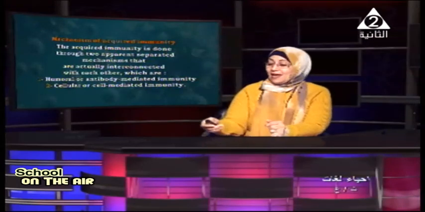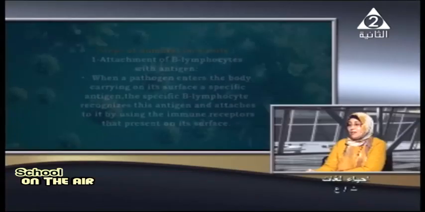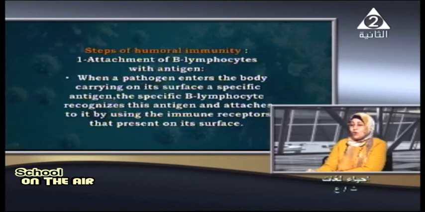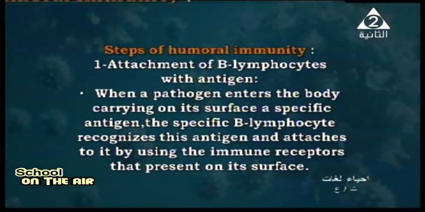Okay, now we are going to see what happens. What are the steps of humoral immunity? Number one, attachment of the B lymphocyte with the antigen. The antigen comes from the bacteria or viruses. Attachment means to adhere to it. Adhere means to catch this antigen.